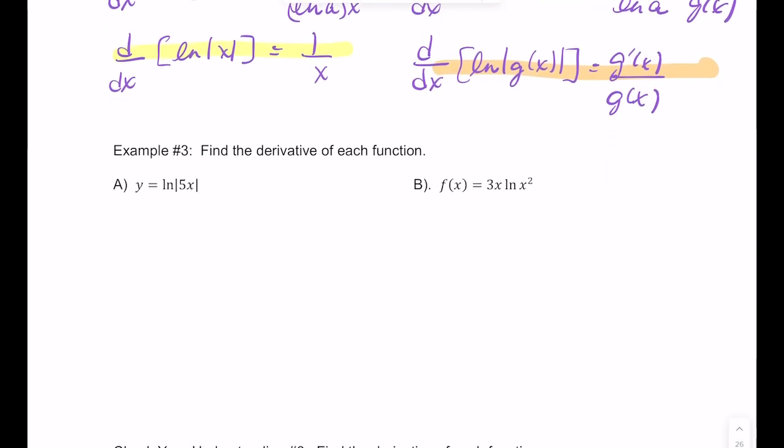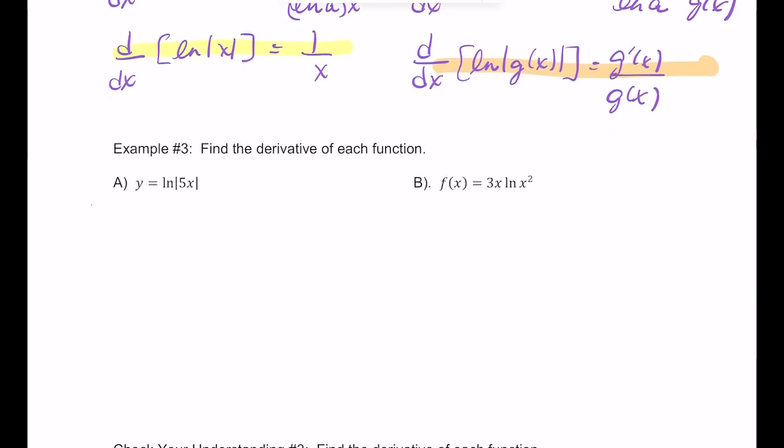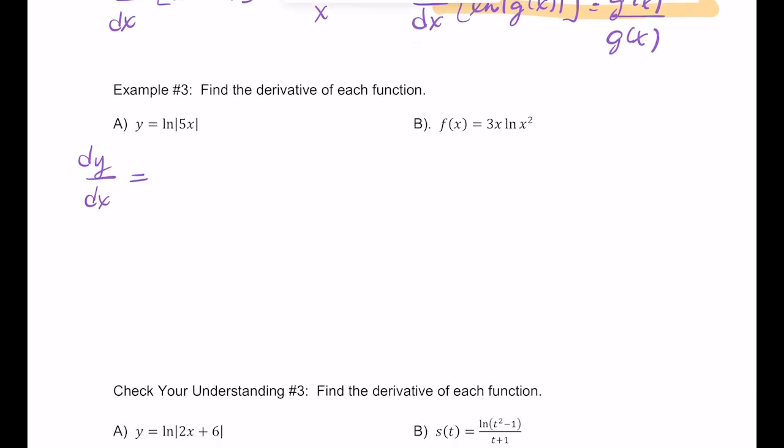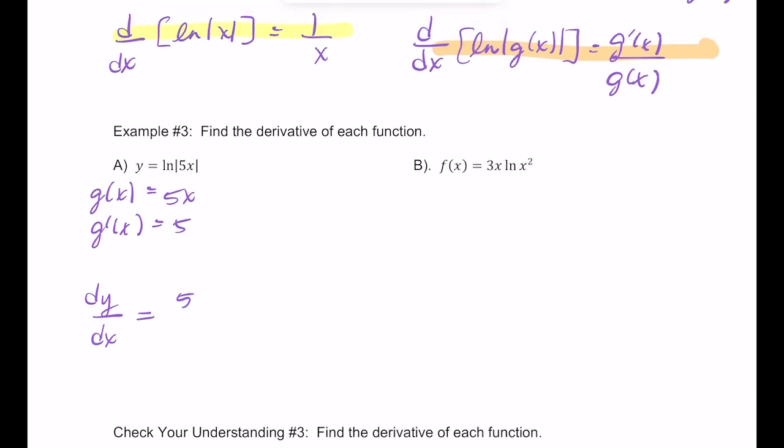All right, so let's say we have to find the derivative of y equals the natural log of the absolute value of 5x. So what rule am I going to use? Well, I'm going to use this rule, the natural log, because you have the natural log of g of x. So g of x here we know is 5x. Okay, let me slide this down. So that tells me its derivative would just be 5. So all I need to do is take g prime and divide it by g of x. And again, you just get 1 over x.